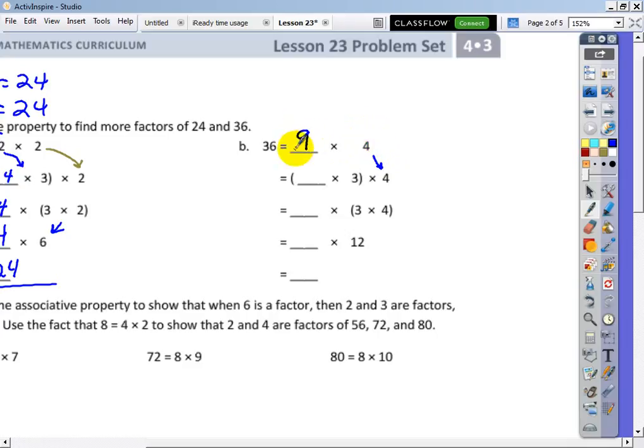We could break up the bigger number, though. They want us to break that bigger 9 into something times 3. 9 can become the same answer as 3 times 3. So here's the factors of 9. Here's 4. So 3 times 3 times 4 is still equal to 36, even though it's split up. We could say 3 times 3 times 4.